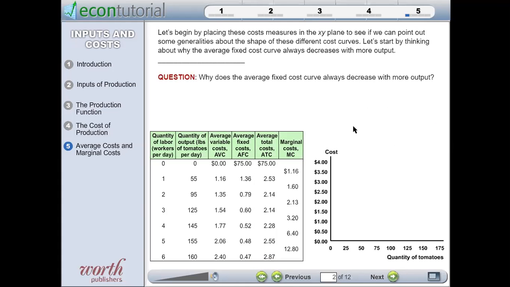Now, why does the average fixed cost curve always decrease with more input? What does that mean? Where is the average fixed cost? The third last column is the average fixed cost. And now that has a decrease. That is decreasing with every unit of input. You can see that from the numbers 1.36, 0.79, and 0.60, 0.52, and 0.48, 0.47. Why is fixed cost decreasing? There is a simple reason behind that, because production is increasing. When you add more units to input, your overall production goes up.